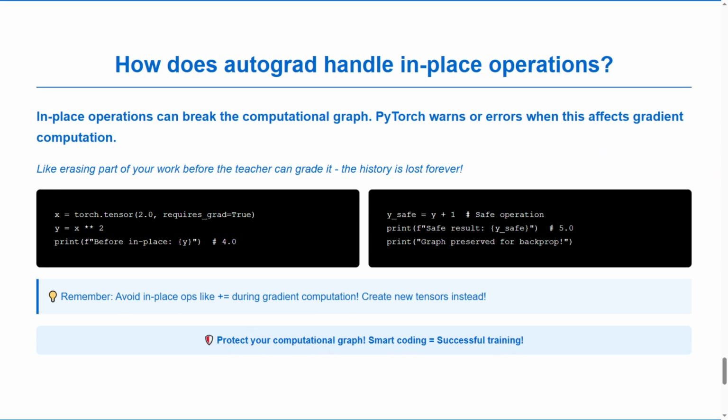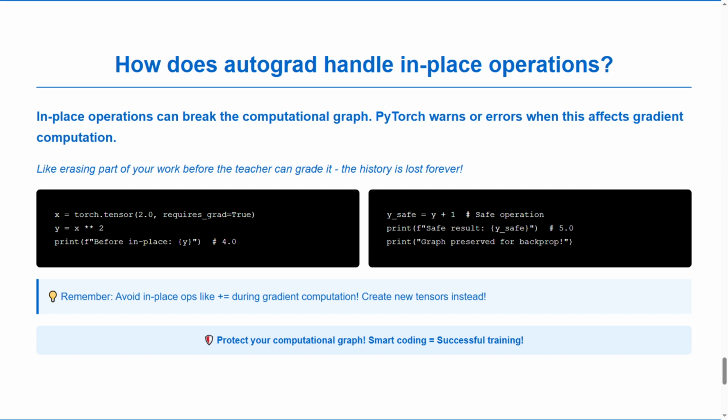Our 14th question is, how does Autograd handle in-place operations? In-place operations can break the computational graph. PyTorch warns or errors when this affects gradient computation. Like erasing part of your work before the teacher can grade it, the history is lost forever.